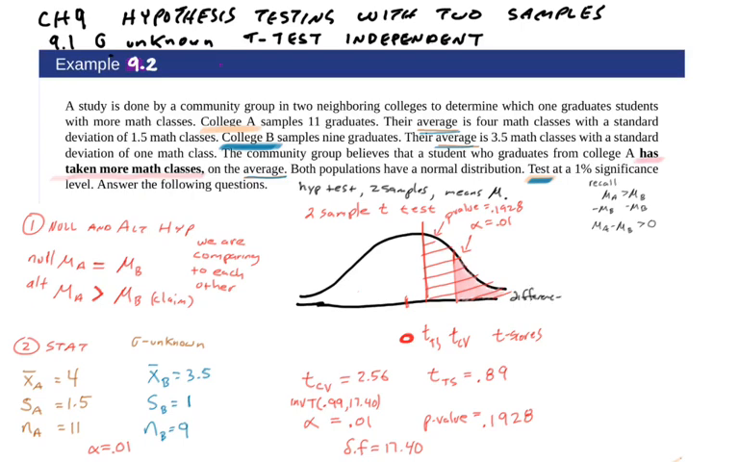So here on the graph, we're talking about the difference between these two averages, so x-bar A minus x-bar B. Right in the middle is going to be zero, because we're comparing them to each other. So 4 minus 3.5 gives us 0.5 here. I'm taking this difference, and that corresponds to 0.5, which goes with the actual test statistic. That's what we're figuring out. We're converting the difference of those into a t-score, and that's what the test statistic is.